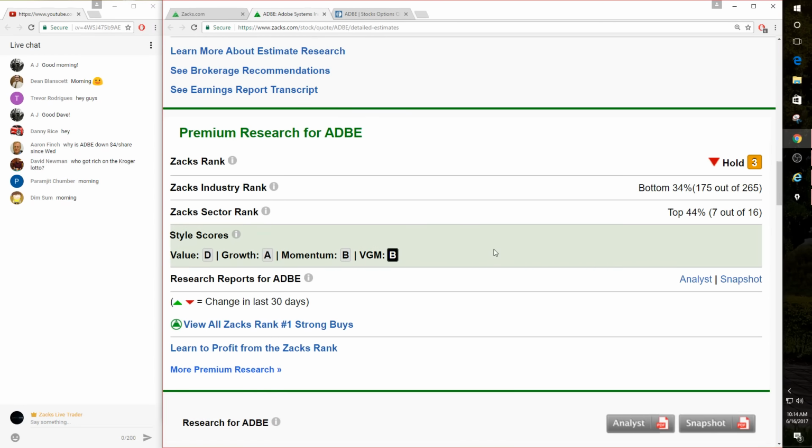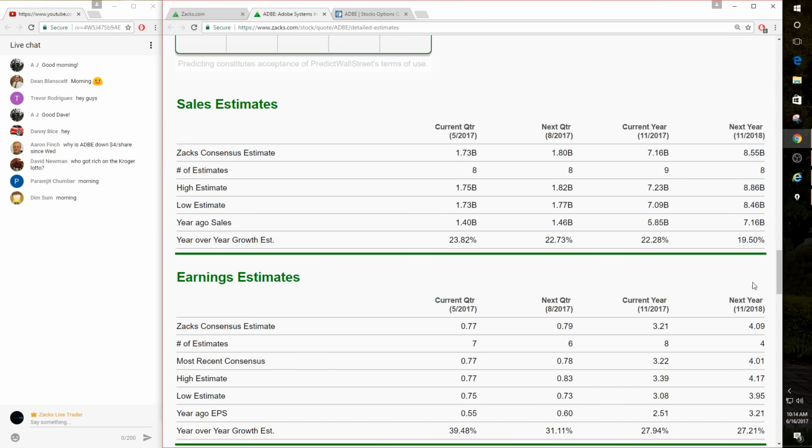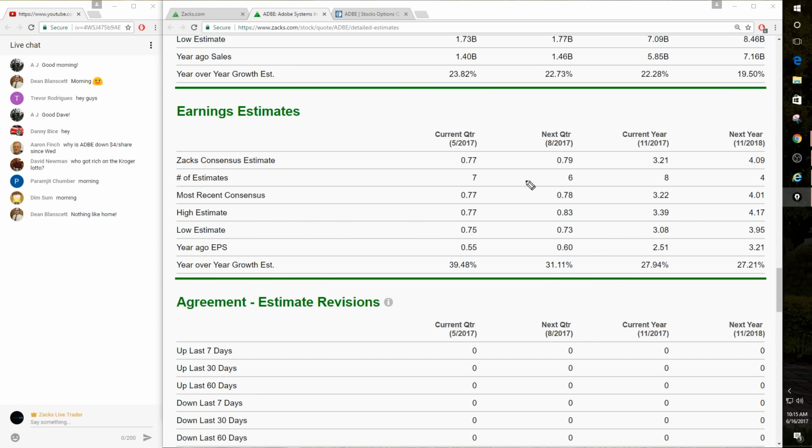Okay, so bottom 34% of our Zacks industry rank. I wouldn't hold that against it too much. Look at these revenue numbers on Adobe. This is fantastic. Year-over-year revenue growth at 23.82% for the current quarter. Next quarter looks like 22.73. Current year, 22.28. And next year numbers, 19.5. Very good growth on the revenue side. Earnings side looks the same. $39.48 for the current quarter, $31.11 for next quarter, $27.94 for the current year, and $27.21 for next year.